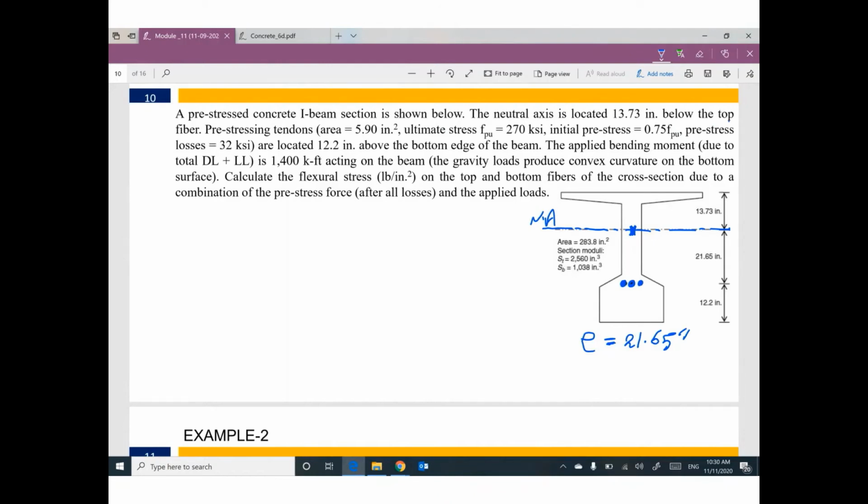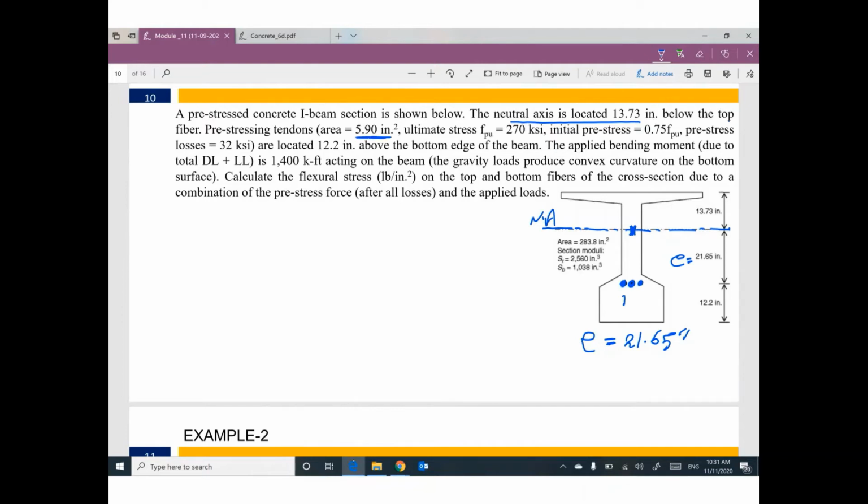Before completing the reading of the problem, I can figure this out. So the neutral axis is given. That means the centroid of the cross section. The distance between this centroid and the location of the tendons can be called eccentricity. Pre-stressing tendons with area 5.9 inch square.